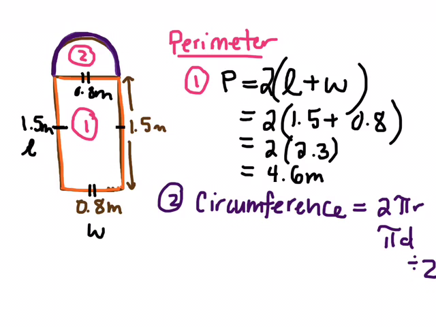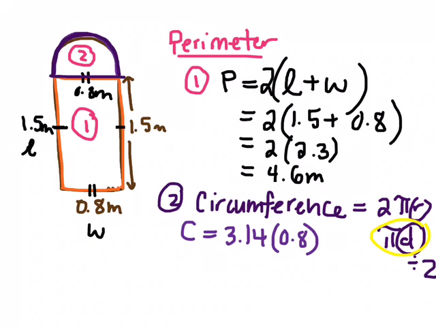Now let's look at the circle. Are we given the radius or the diameter? The diameter. We're given the diameter. So which formula should we use? Pi d. Yeah, we'll use pi d. So we're going to take, let's use 3.14 for pi, and multiply it by what? 0.8. 0.8, good. I'll let you do it.